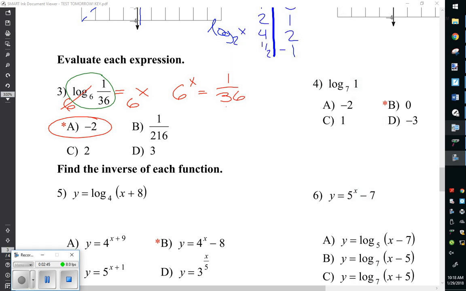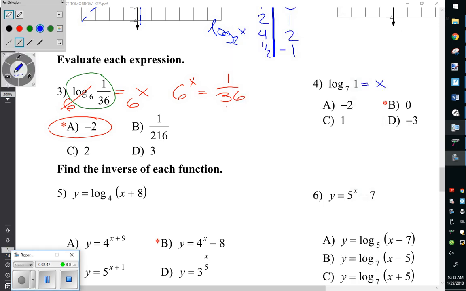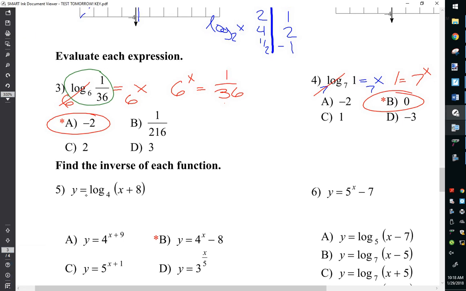Same thing on number 4. Again, you could just type it into your calculator or make it equal to x and do 7 to a power on both sides. 7 and log base 7 cancel. You get 1 equals 7 to a power. The only power that's going to get you 1 is 0. You can always just type it in as well.